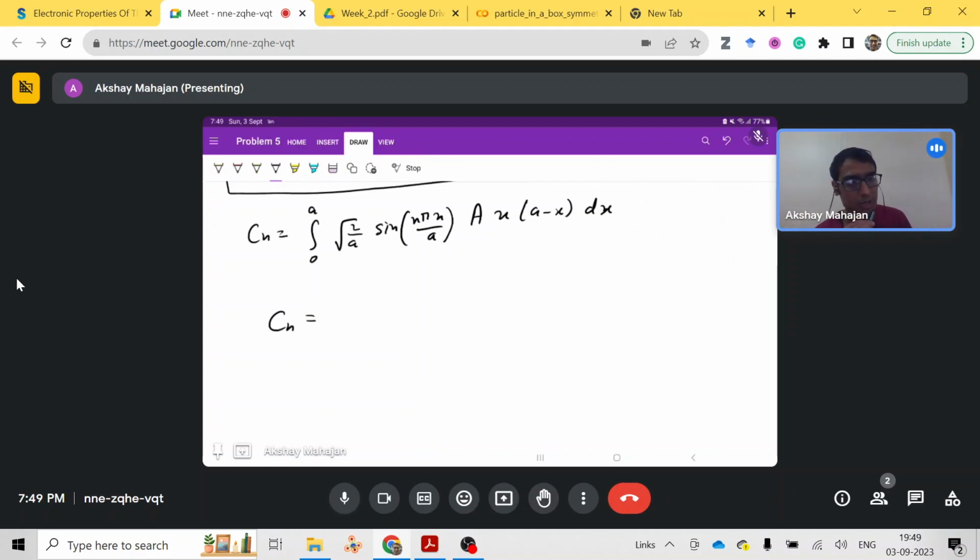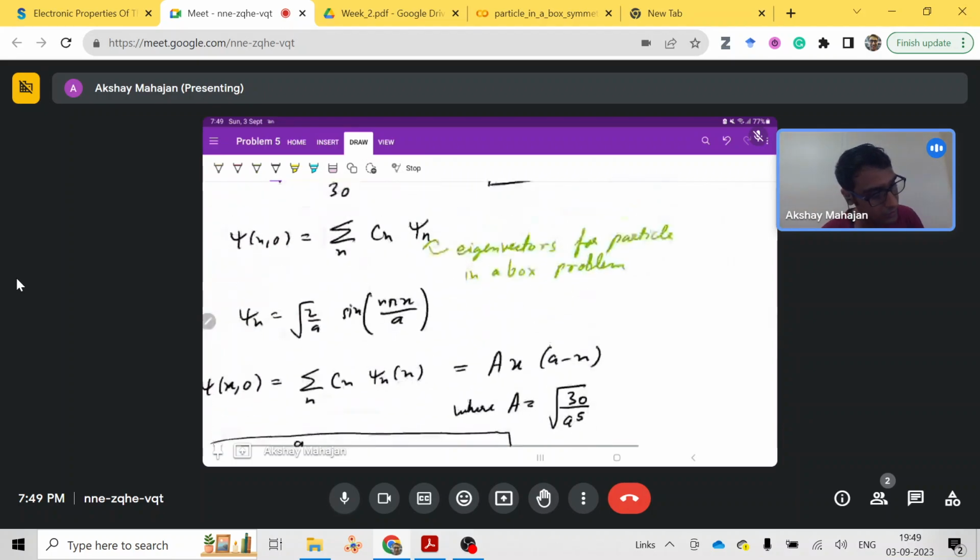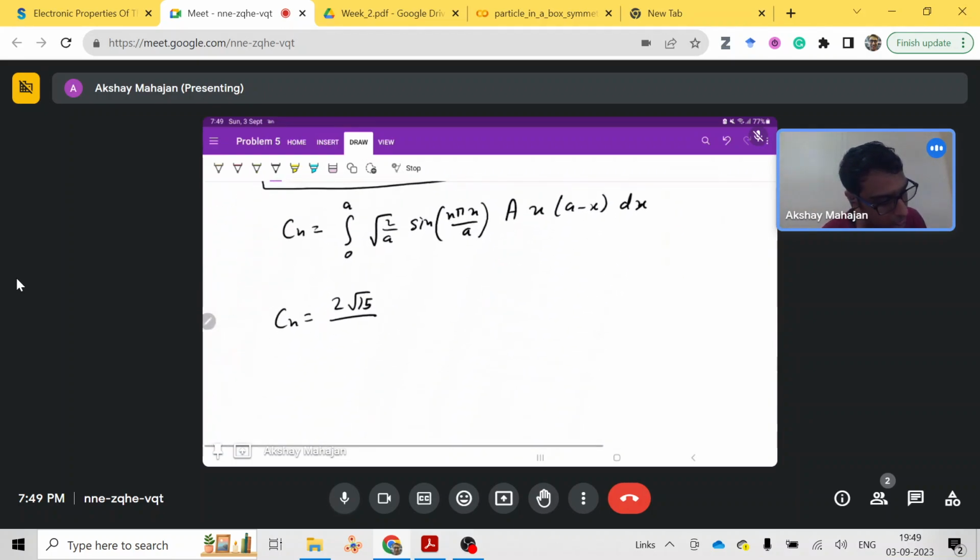Use the integration by parts formula. Let me just give you one hint on how to solve it. Let me do just a single step. Basically, take the root 2 by a out, and just take out the constant. So the constant will be equal to 2 under root 30 by a to the power 5, using the value of A that we have found.